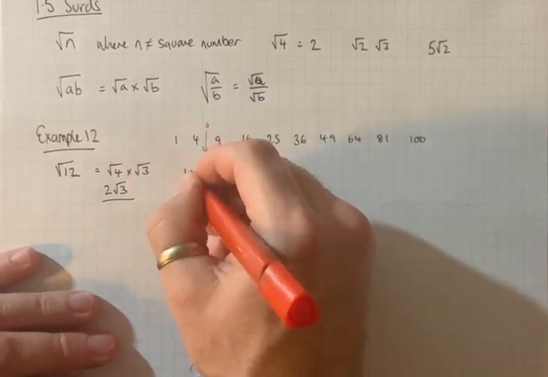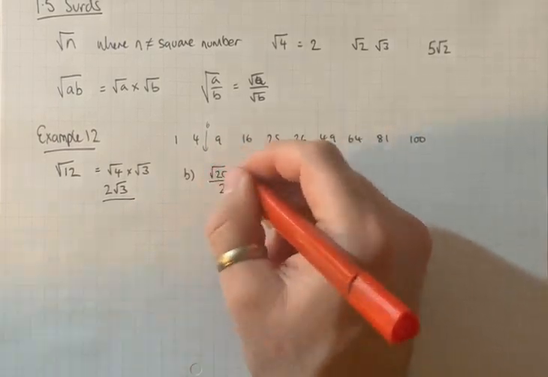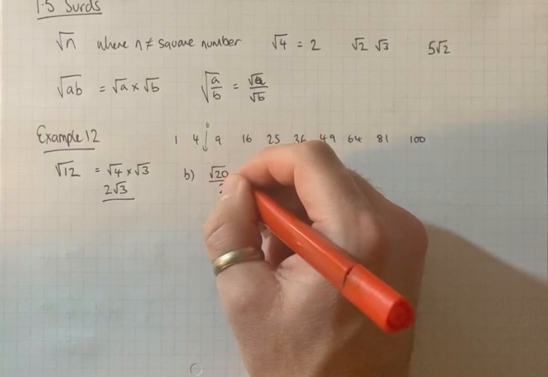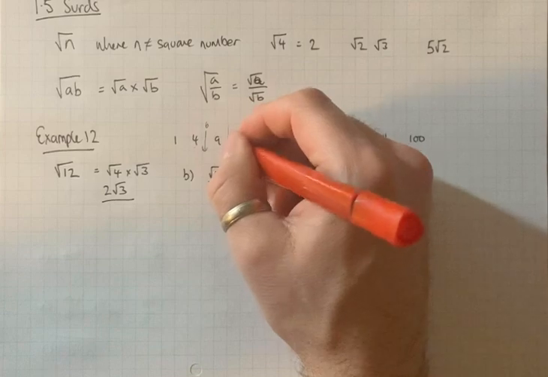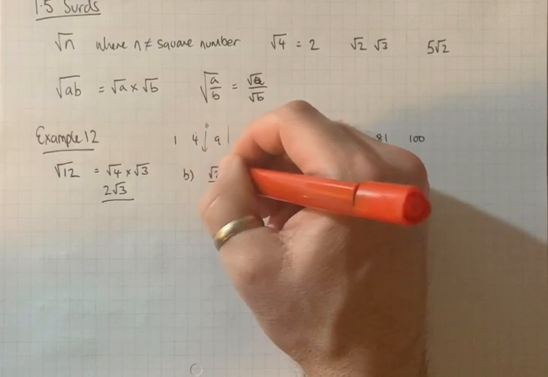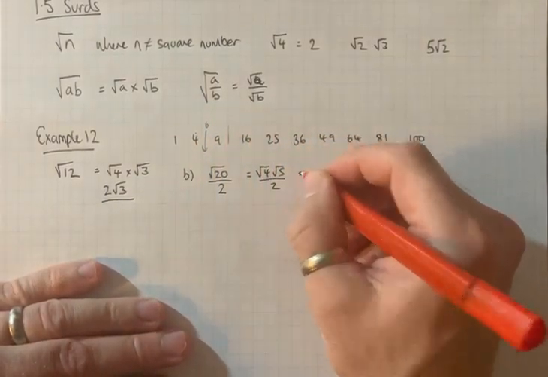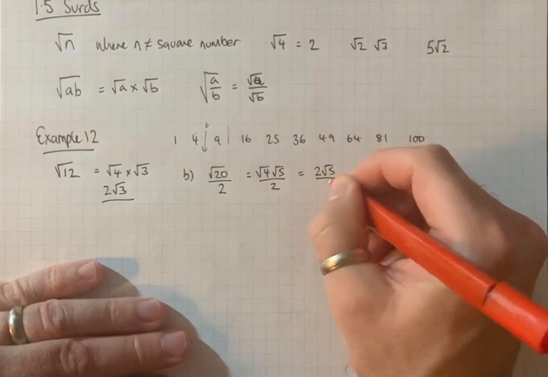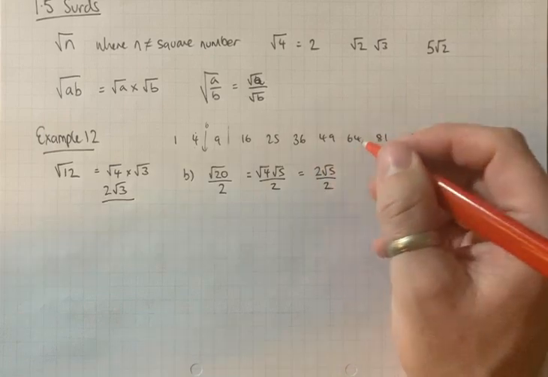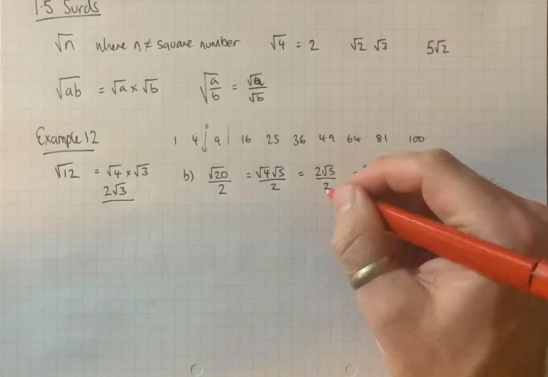So I can rewrite that as root 4 times root 3, which is 2 root 3. B, root 20 over 2. So I'm going to simplify the surd and then halve it. So 20 over 2 is 10, but 9 doesn't fit into it. 4 does. 4 times 5 is 20. So it's root 4, root 5 over 2. Root 4 is 2. So you've got two lots of root 5 divided by 2, which just cancels to give you one lot of root 5, which is root 5. The 2's just cancel.